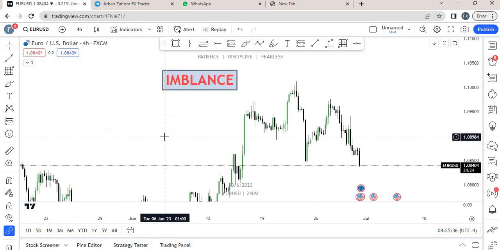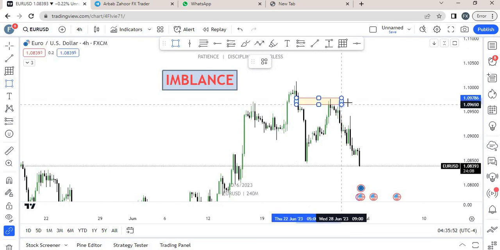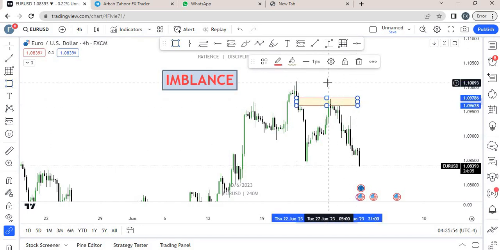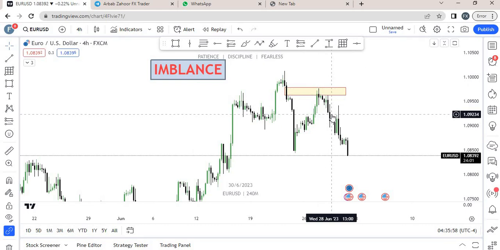The third important point is imbalance. We have to find imbalance on the higher time frame as well as the lower time frame, according to the ICT strategies. Imbalance is basically called a fair value gap, or a displacement. If price reaches that area, it will surely react.